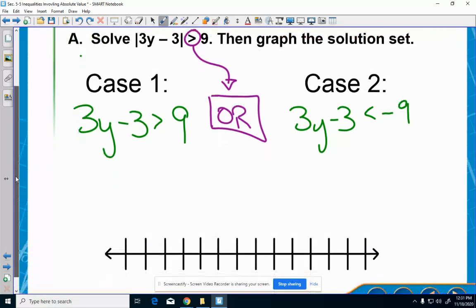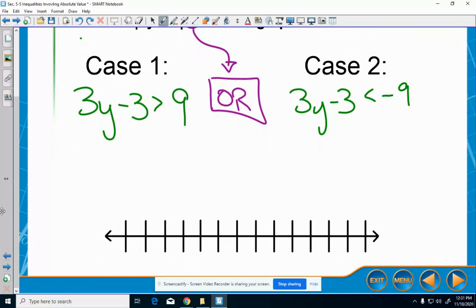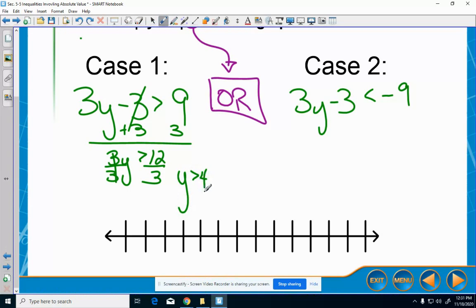Okay. So if you want, you can solve those two. Shouldn't take you long. Should take you 30 seconds. Well, if you add 3, you get 3y is greater than 12. And now if you divide by 3, one statement is y is greater than 4.